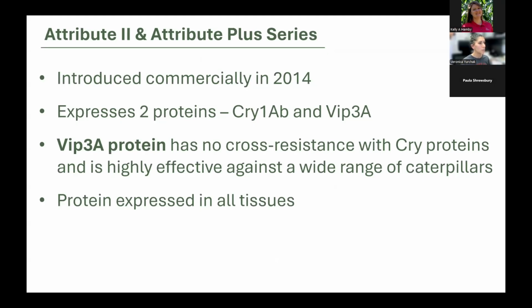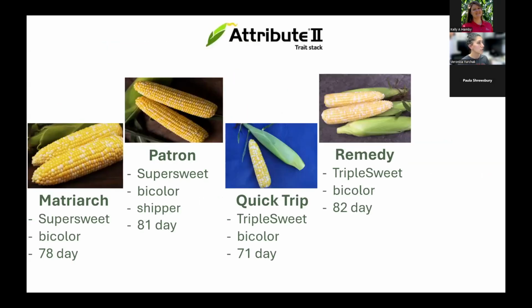Because these are the only ones that do have efficacy against the corn earworm, I figured it made sense to go through these hybrids in a little bit more detail than the Attribute 1 or the Performance Series. With the Attribute 2, there are several different options. There are super sweet and triple sweet hybrids or varieties with a range of different days to maturity. Most of them are bicolor sweet corn varieties. Patron is a shipping variety. The other ones listed here are all designed for fresh market.